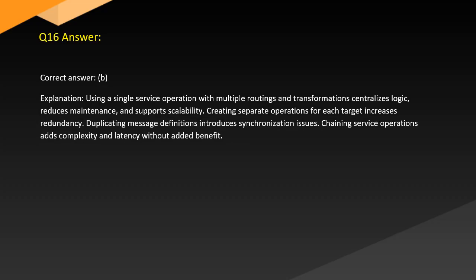Answer. Correct answer: B. Explanation. Using a single service operation with multiple routings and transformations centralizes logic, reduces maintenance, and supports scalability. Creating separate operations for each target increases redundancy. Duplicating message definitions introduces synchronization issues. Chaining service operations adds complexity and latency without added benefit.